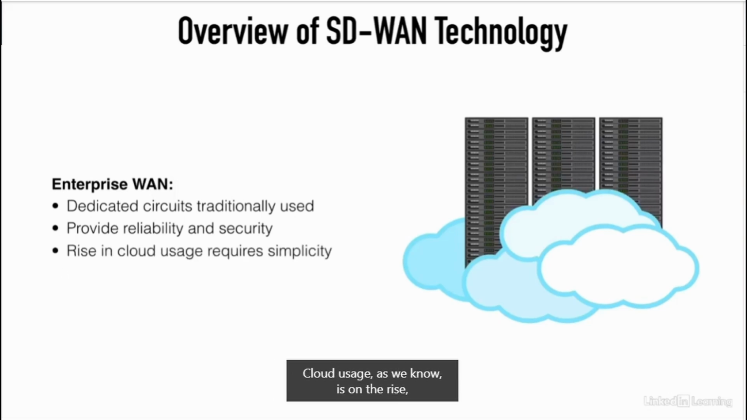Cloud usage, as we know, is on the rise, so we need ways to simplify the management of wide area networks. We also need a way to include our cloud resources. More and more enterprises are using cloud-based storage, and that's why SD-WAN is also on the rise. SD-WAN stands for Software Defined Wide Area Network. As the name suggests, this uses software to control and to manage the interactions between branch locations and our central resources.